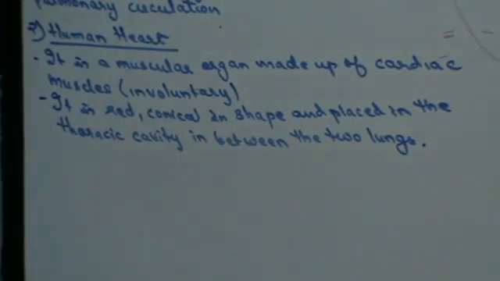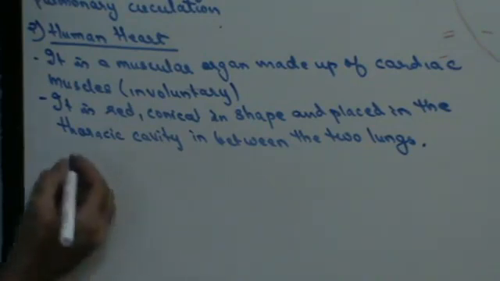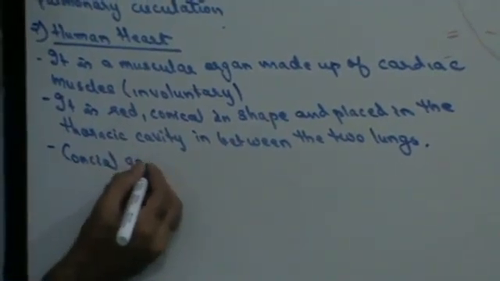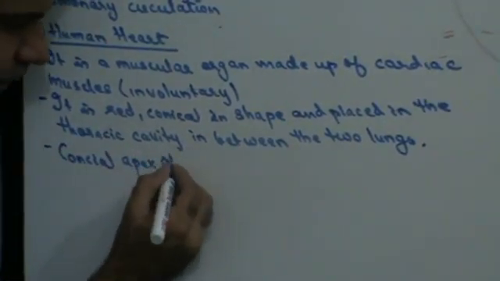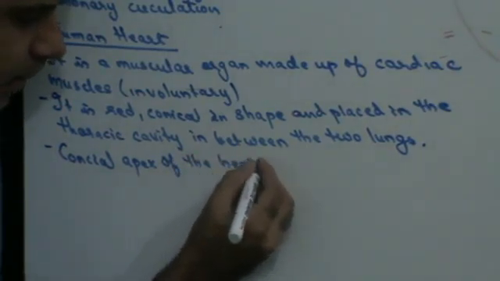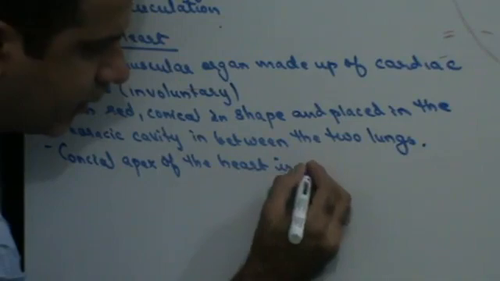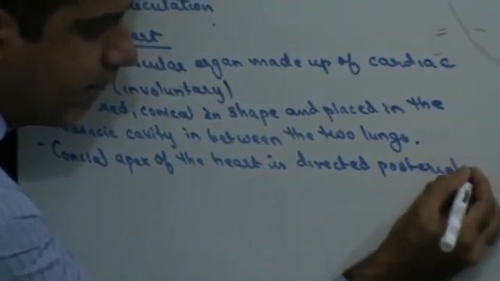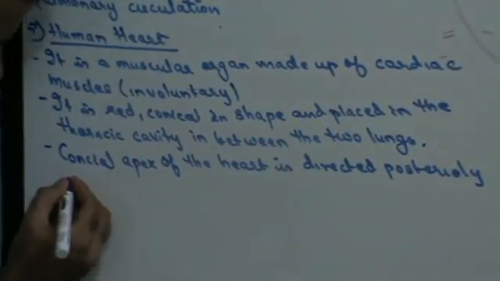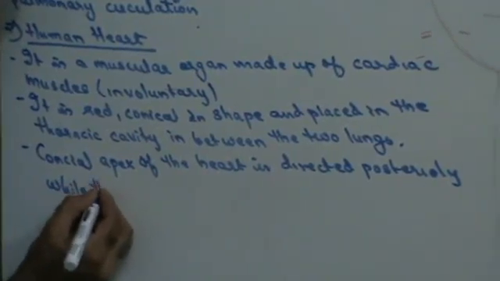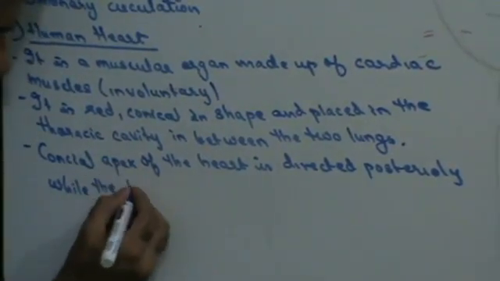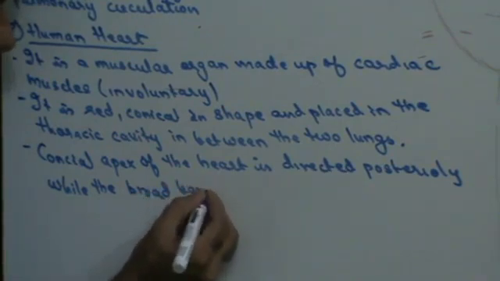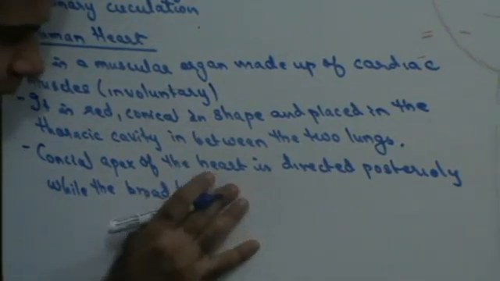The conical apex of the heart is directed posteriorly while the broad base is anterior.